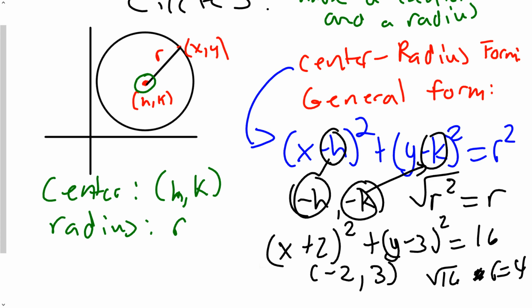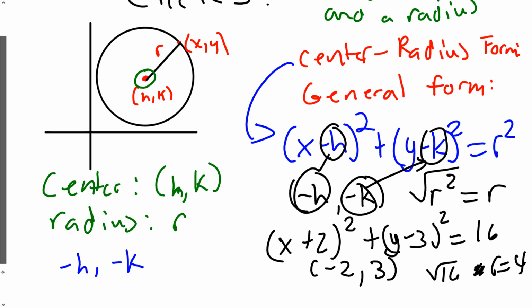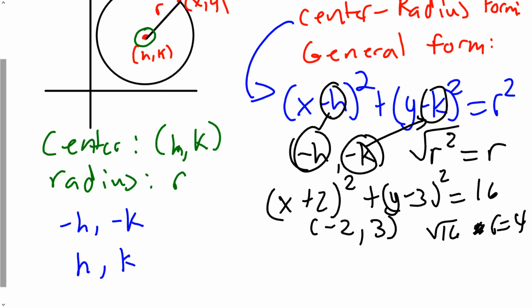So what we currently have in our equation is a negative h and a negative k. What we want is positive (h, k) for our center, right? So that means the opposite of h, the opposite of k. So it's the opposite of what's in these two. And then what you have is r squared. You want r, so you're going to have to square root that r squared to get your radius.